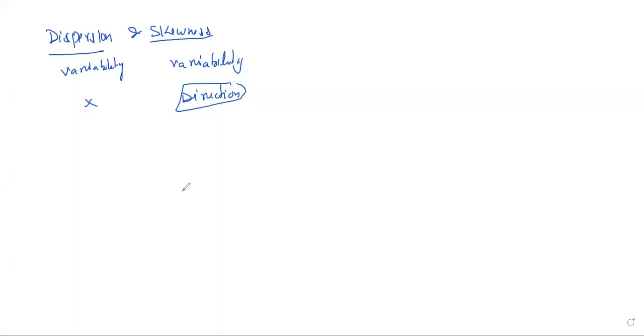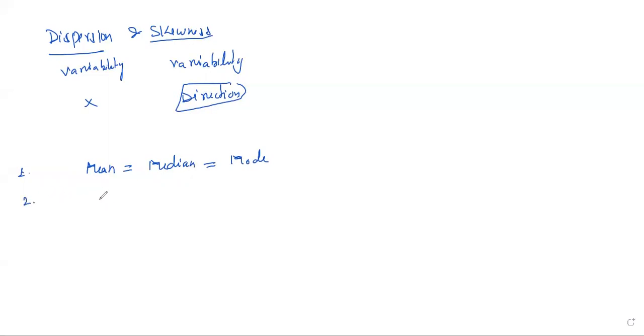So how do we check now? How do we check that our data is skewed or not? So there are some methods. First one is that the mean, median, and mode should be equal. If all of them are equal, then it is symmetric data. If not, then it is asymmetric data.